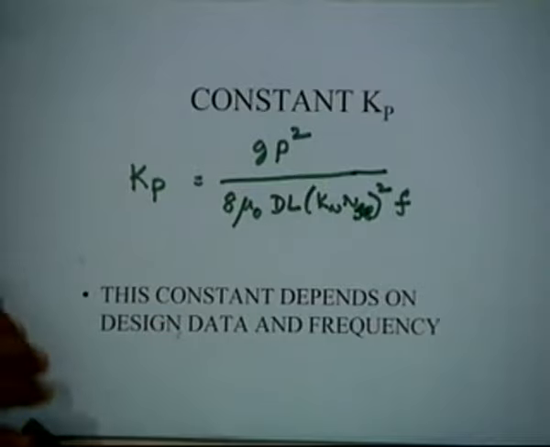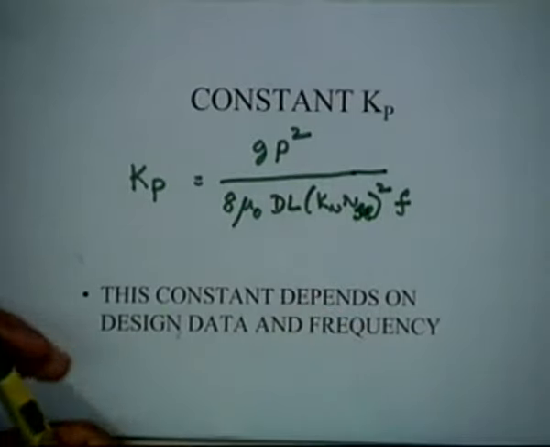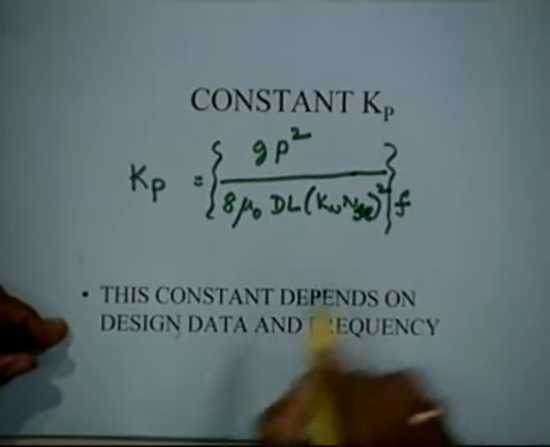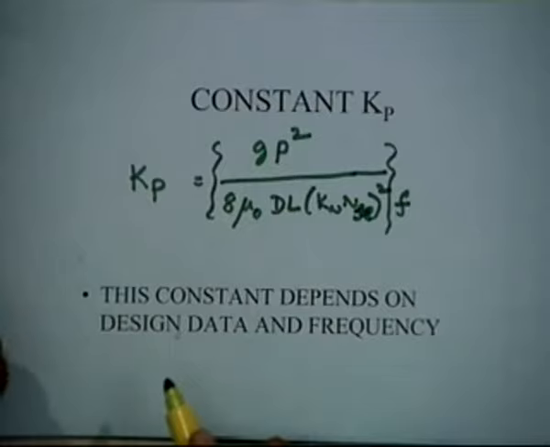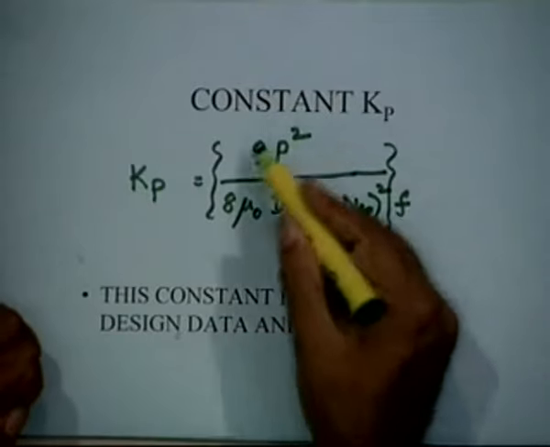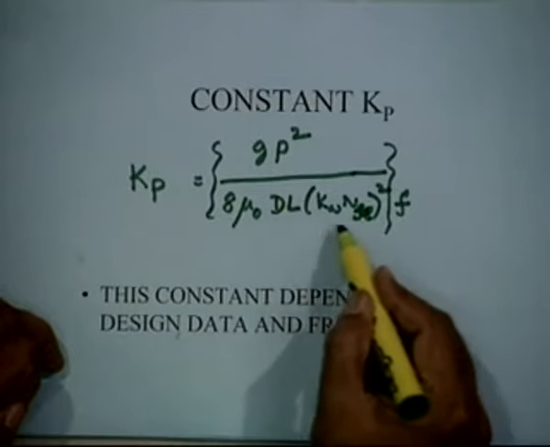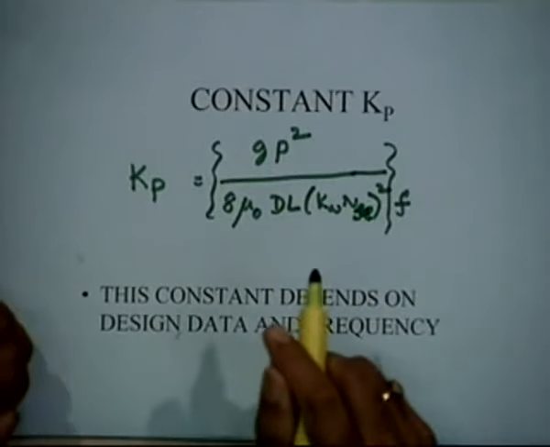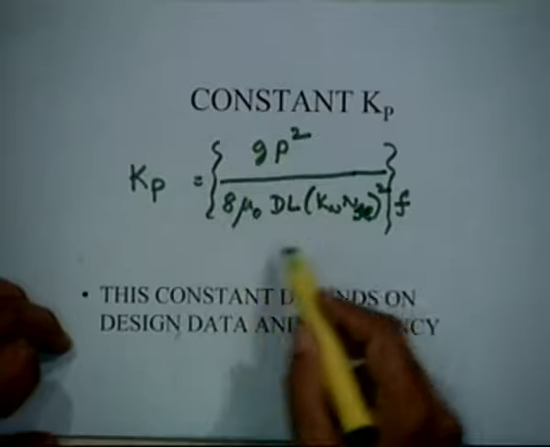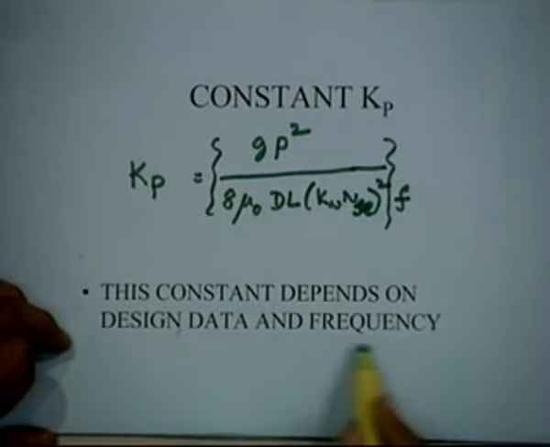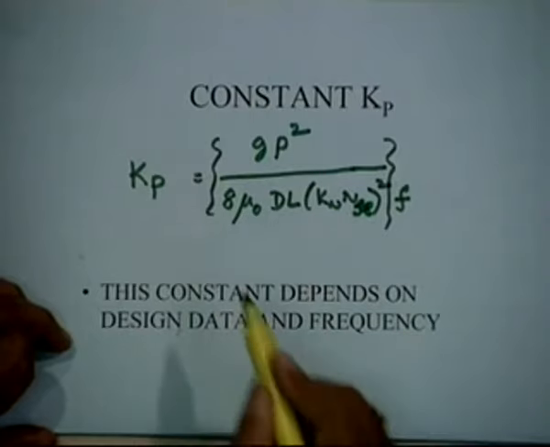This is a constant, and on what does it depend? It depends only on the design parameters. In this whole thing, except for the frequency which may be externally controlled, all others are constant. Gap is constant, number of poles constant, mu naught constant, d, l, Kw and Sc. They are all design constants. Therefore, you find this is a constant. So, this constant depends upon design data and frequency. That is all it depends upon.